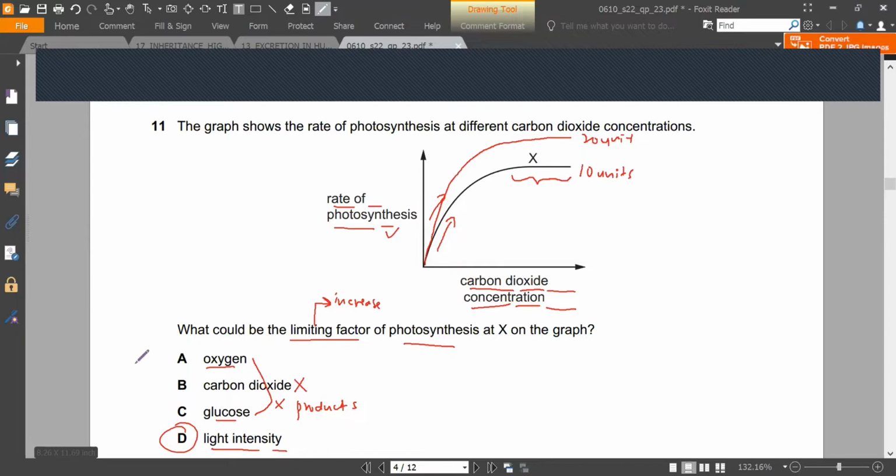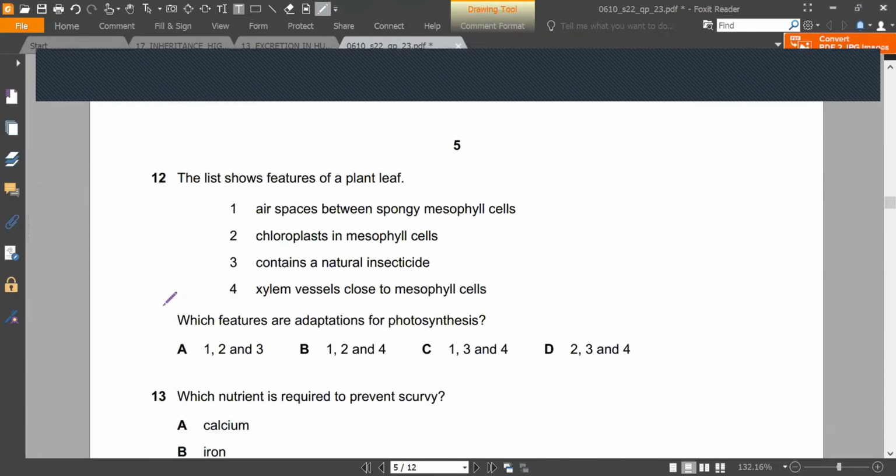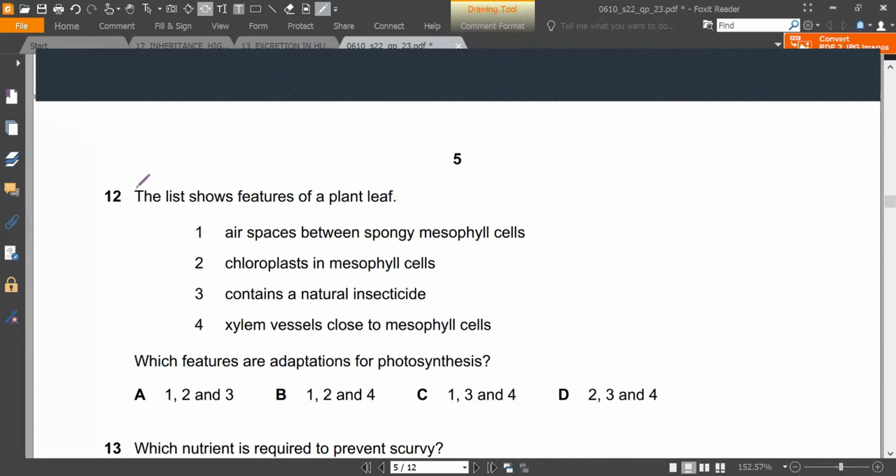Okay, next. So this one should also be straightforward. This shows features of a plant leaf. Which features are adaptations for photosynthesis? So which features increase the efficiency of photosynthesis, make it faster, more effective? What are the features that are helpful for photosynthesis?